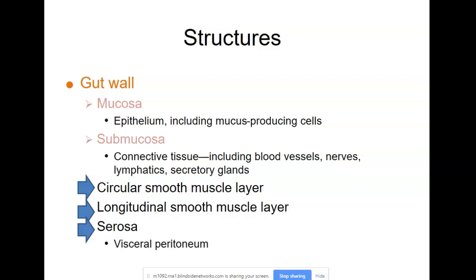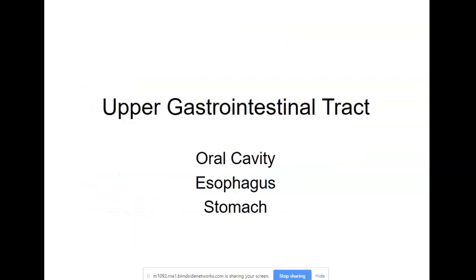And then finally, the outermost layer of the gut wall is the serosa, and that term should be familiar to you. We see a lot of serosa layers surrounding organs, and it's basically the outer fibrous sac that holds everything in place and acts as a protective layer.